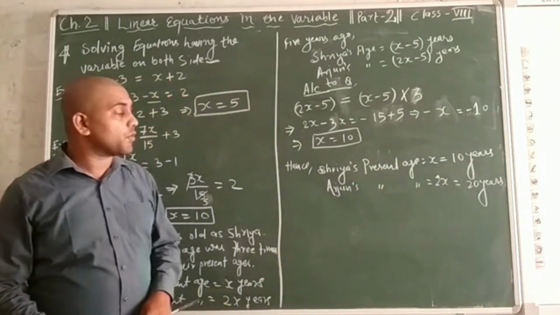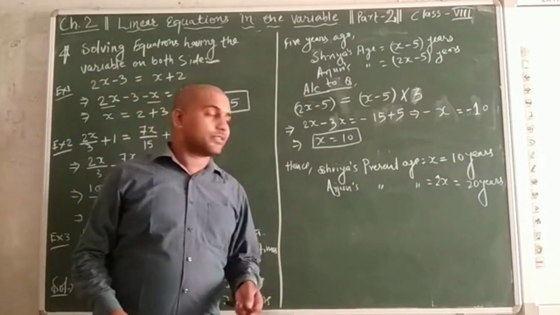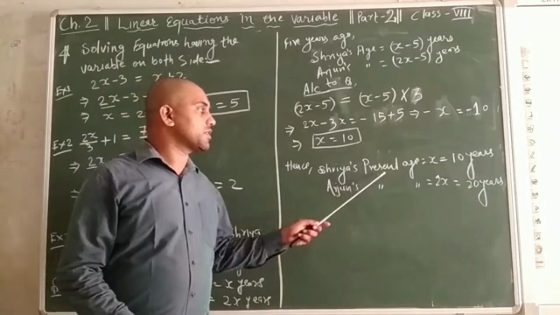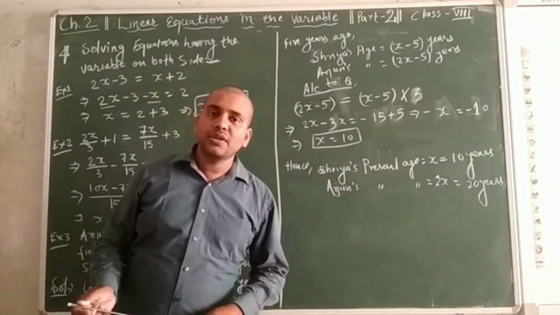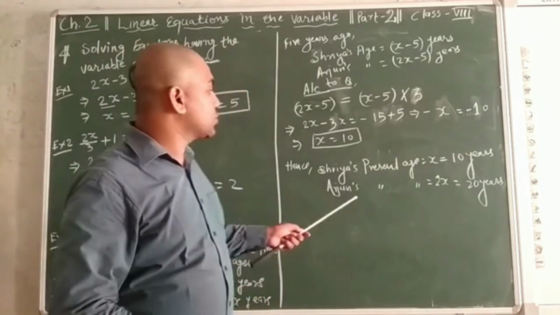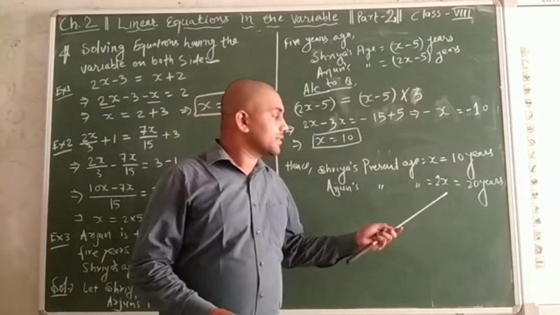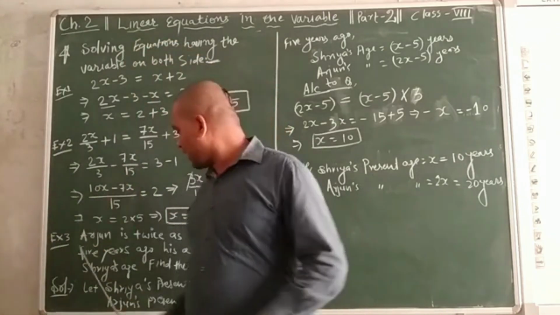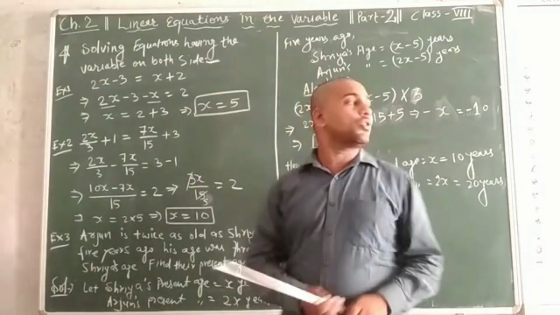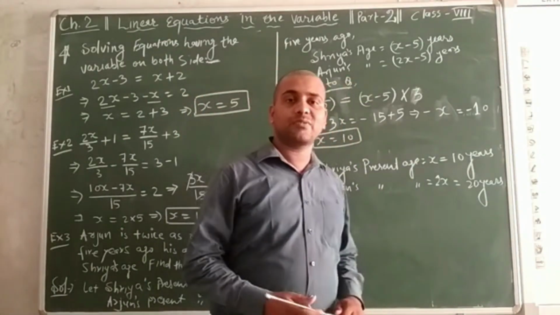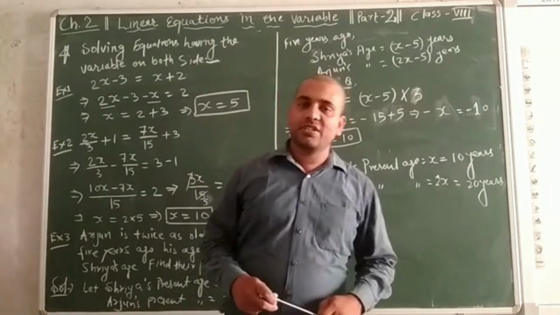Students, what have we supposed? Shreya's age as x, so hence Shreya's present age is equal to x, that is equal to 10 years, and Arjun's present age, that is 2x, which we have supposed here as 2x. So 2 into 10, that will be 20 years, dear students.